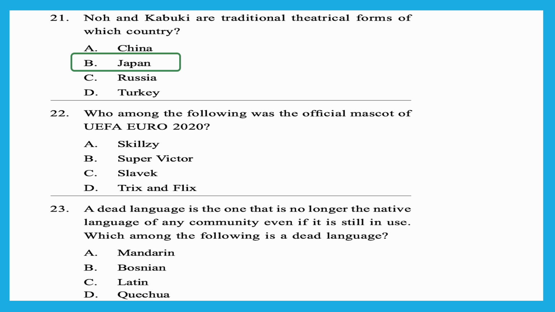Question 22. Who among the following was the official mascot of UEFA Euro 2020? So in 2020 it was Skilsy. Right option is option A. And if somebody asks what is in 2024, the right answer here would be it's Albert, the teddy bear. Question 23. A dead language is the one that is no longer the native language of any community even if it is still in use. Which among the following is a dead language? The right answer is option C, Latin.